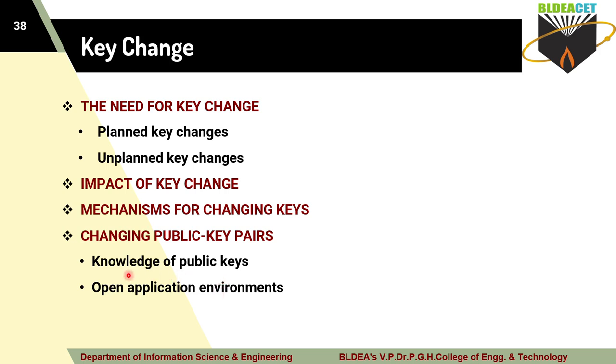So this knowledge of the public key is very important, and this is known by all the users. If Alice and Charlie know Bob's public key, then only Alice and Charlie can communicate with Bob here. So the knowledge of the public key is known by these two persons. In that situation, how do you share this key with these persons?